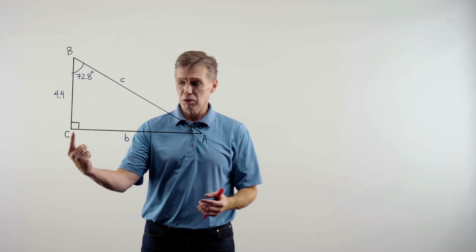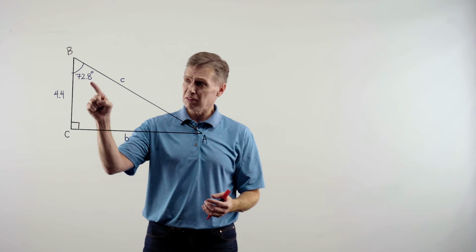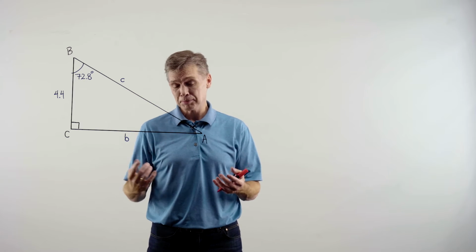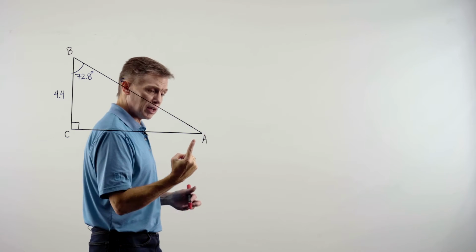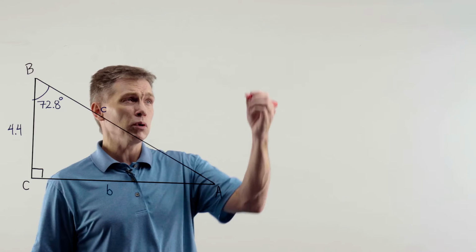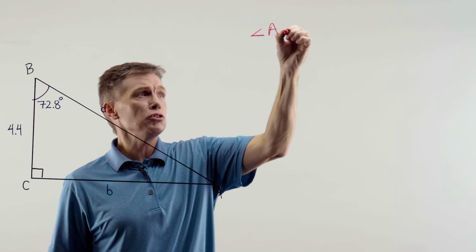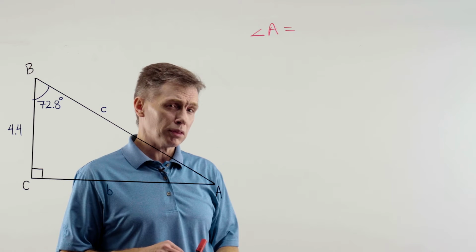I already know this angle C is 90 degrees. They've given me angle B of 72.8 degrees. So what's missing in terms of the angles? Just angle A. And I would start with that one, at least in this type of problem where they've given you two of the angles and they want the third.